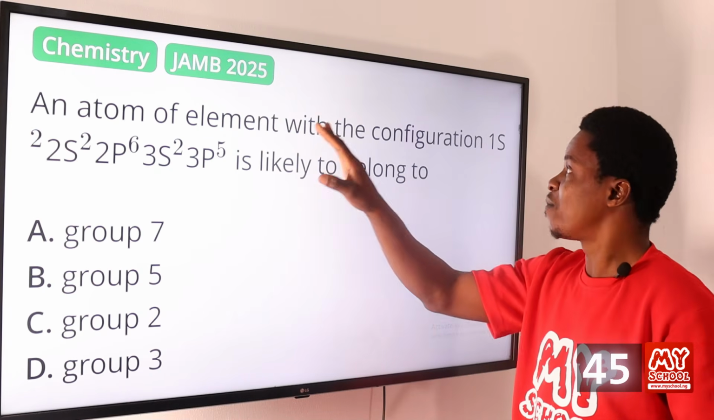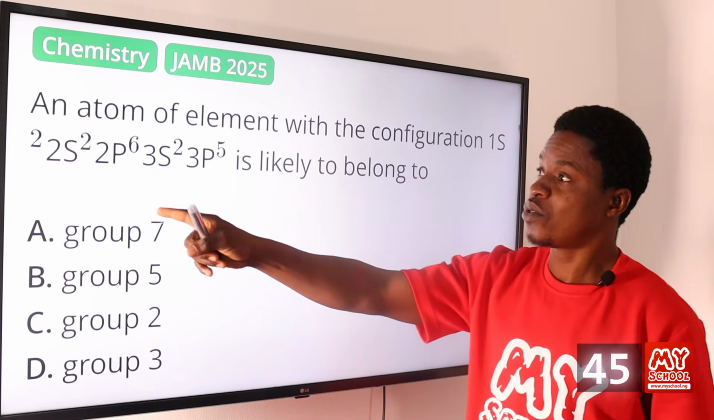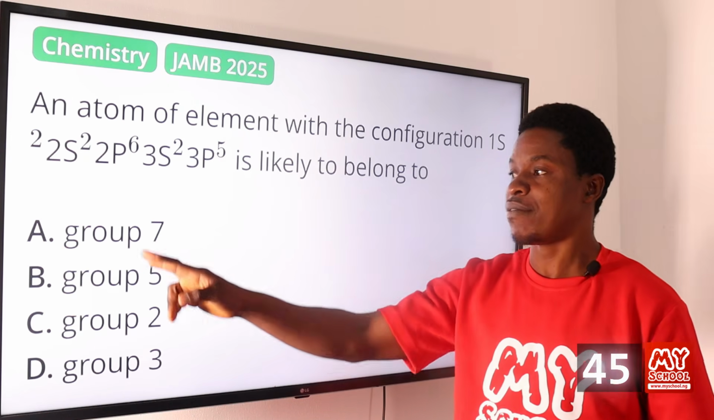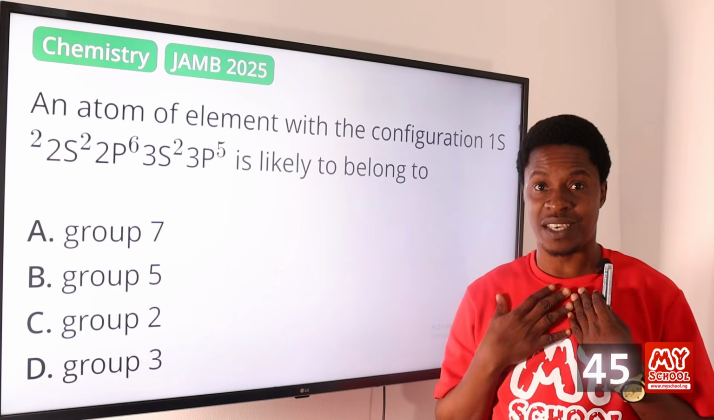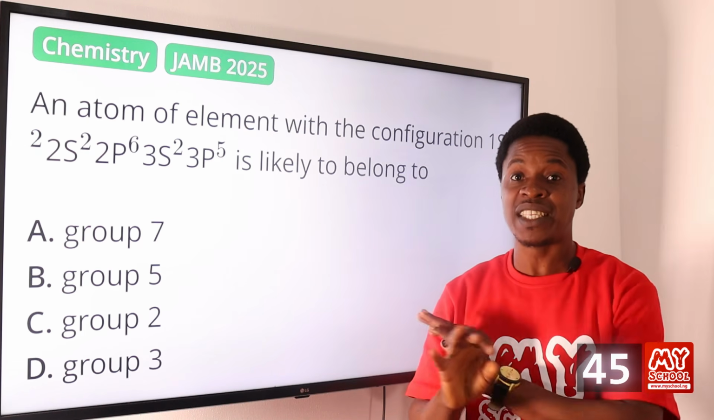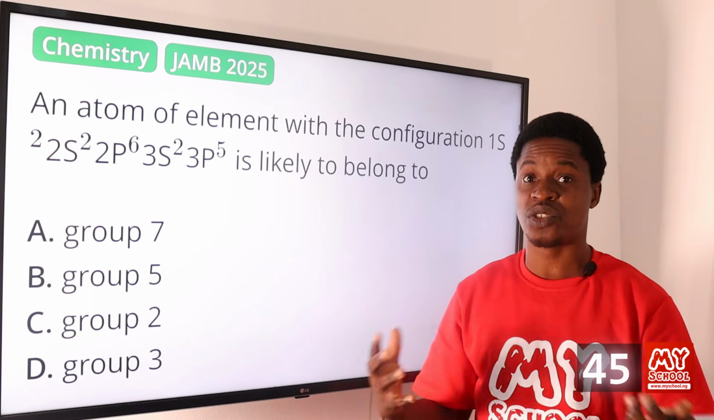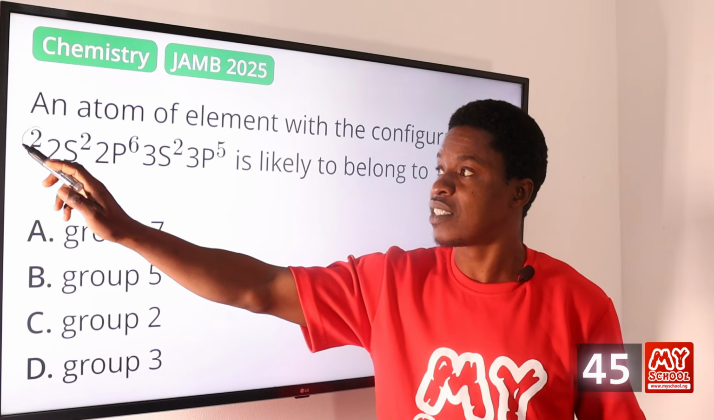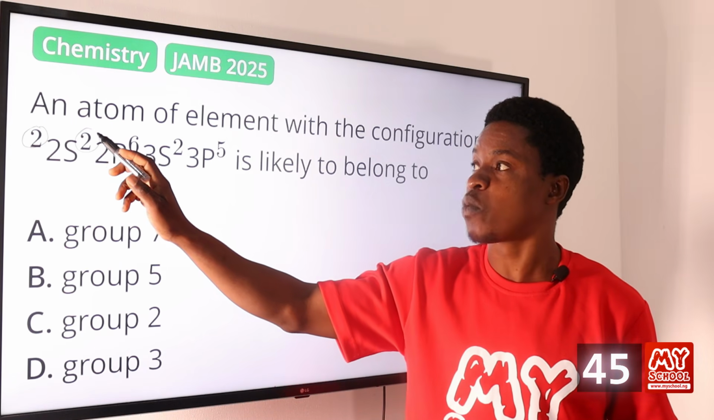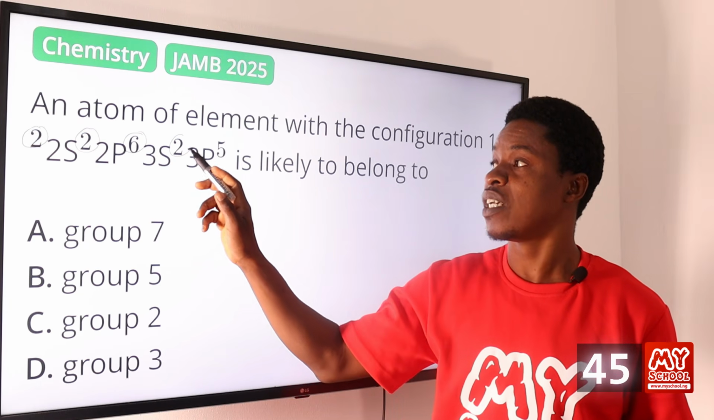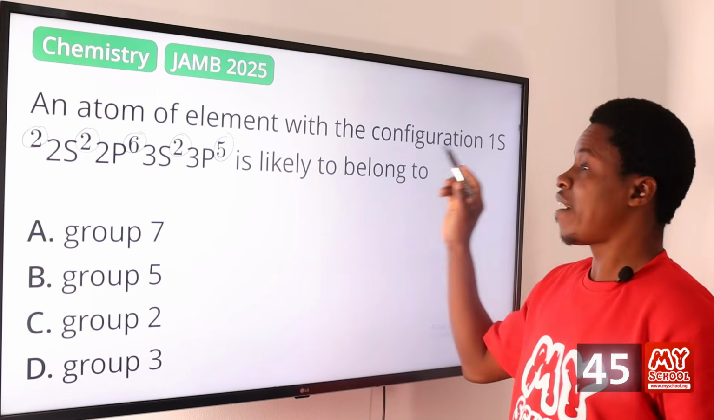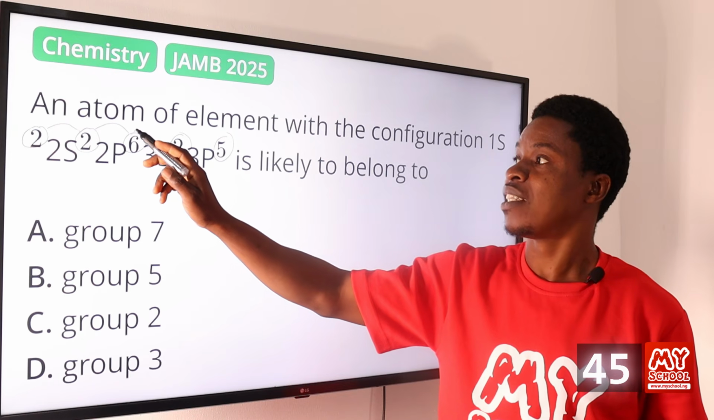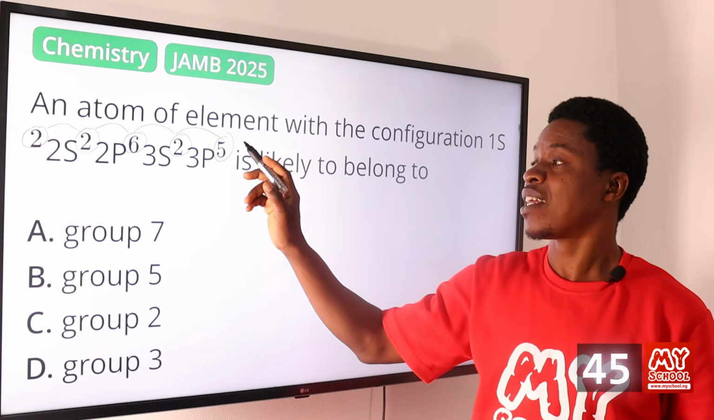An atom of element with the configuration 1s2, 2s2, 2p6, 3s2, 3p5 is likely to belong to what group? Group 7, group 5, group 2, group 3. For me, what I do to make it easier is to identify the elements. This configuration is not too much that you cannot identify. So all we need to do is sum up the superscripts, which show the number of electrons that we have. So I have 2 plus 2, that is 4. 4 plus 6, that is 10. 10 plus 2, that is 12. 12 plus 5, that is 17.